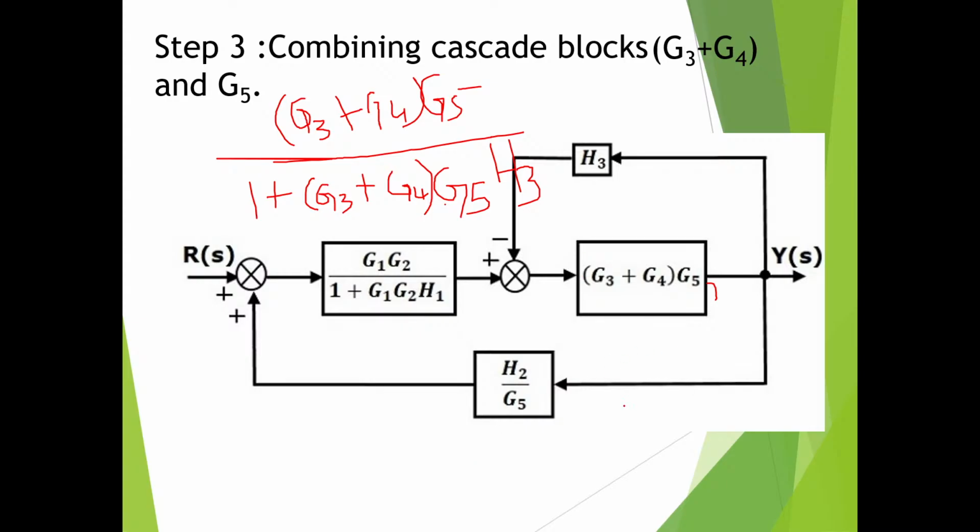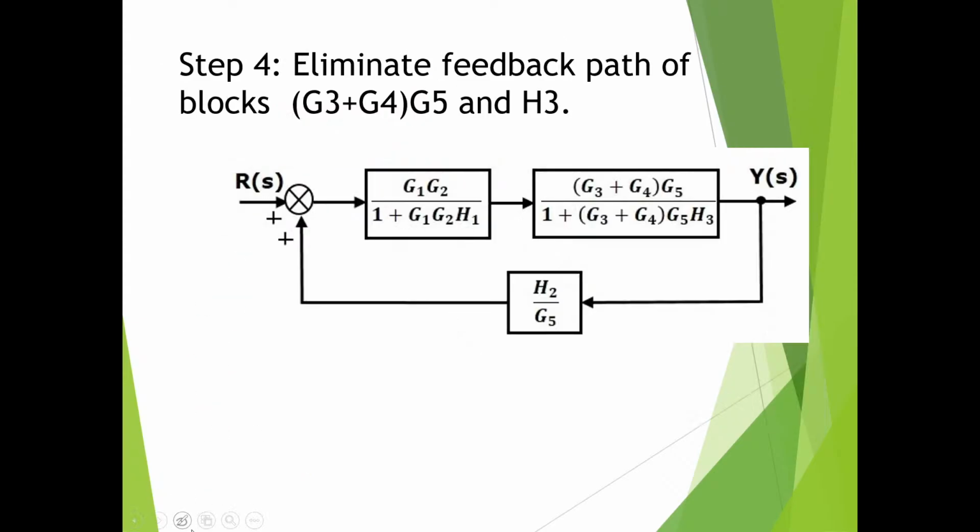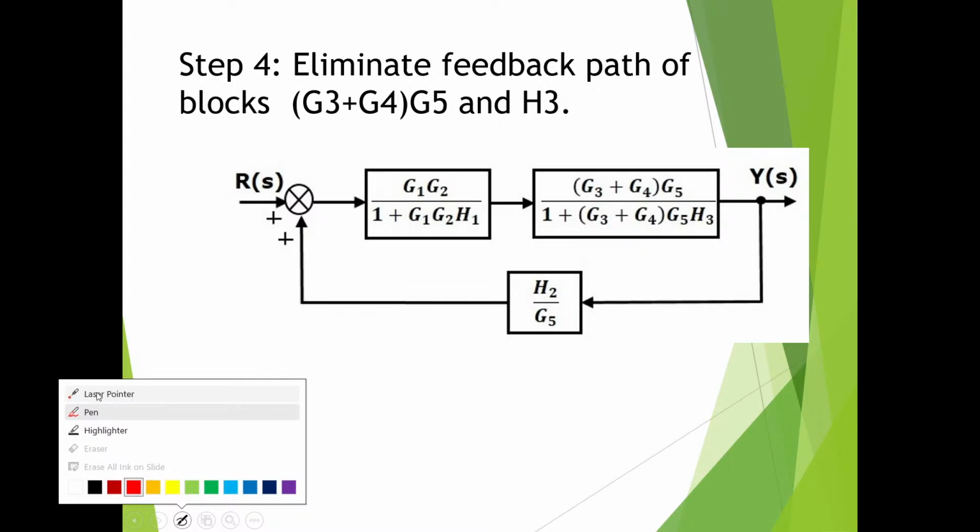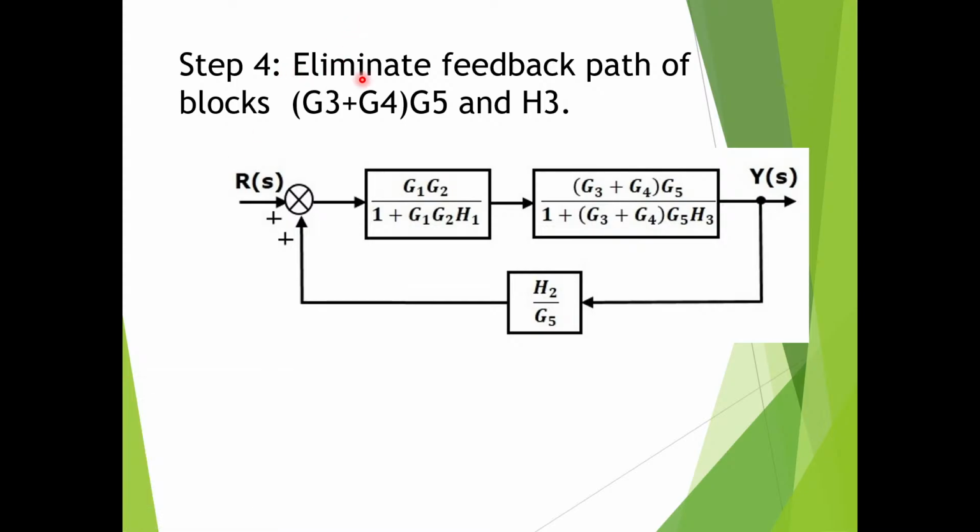So now I hope you have drawn this diagram. Let us go to step number 4. What is step number 4? Step number 4 is eliminating the feedback path. I hope you have completed step number 3 meanwhile, as I was explaining. Step number 4 is eliminating the feedback path of blocks.